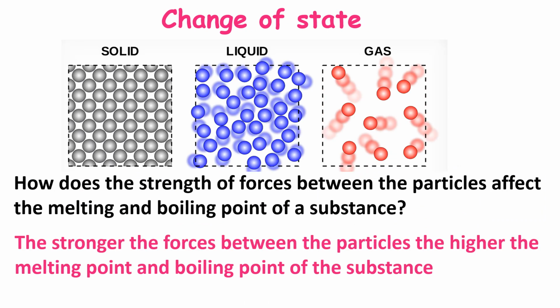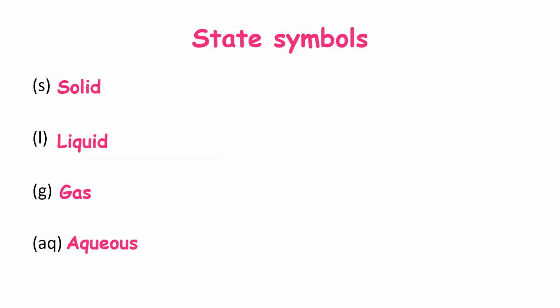Okay. So the strong forces happen between your solids, okay? And that's why a lot of energy is needed to break it into a liquid and then finally into a gas. So the gas is the one where they have the weakest forces in between them. The state symbols are pretty straightforward. S for solid, L for liquid, G for gas. Aqueous, you just write AQ, which basically just means dissolved in water. Okay, think of the word aqua.